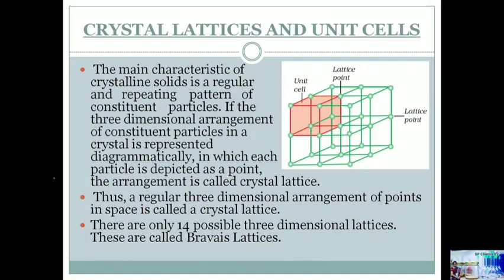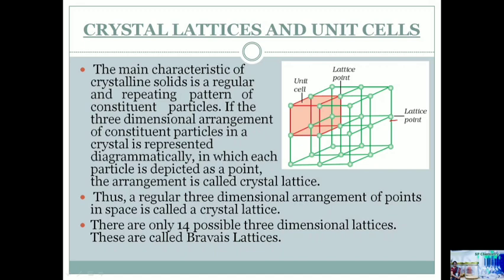Let us start crystal lattices and unit cells. So what is a crystal lattice? As we know, the main characteristic of crystalline solid is a regular and repeating pattern of constituent particles. If the three-dimensional arrangement of constituent particle in a crystal is represented diagrammatically, in which each particle is depicted as a point, this is known as lattice point, and this arrangement is known as crystal lattice.